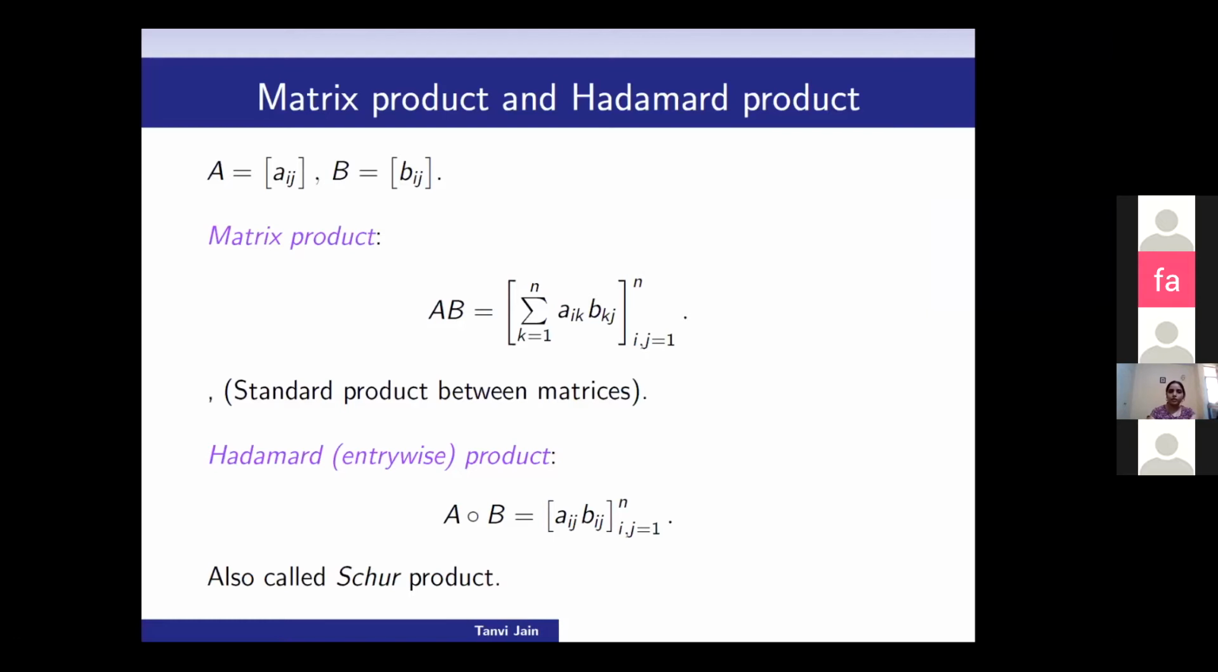On the other hand, if we look at the entry-wise product, or the Hadamard product as it is called in the literature, A ∘ B, this is nothing but the simplest idea we can have: a_ij b_ij. Just take the ijth entries and multiply, and we get an n cross n matrix, and that is my Hadamard product. It's also called the Schur product.